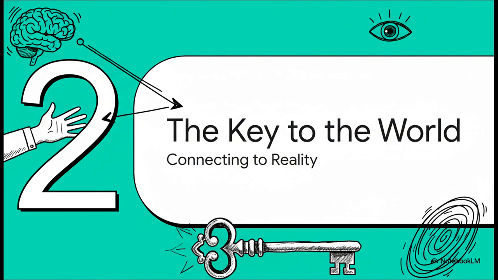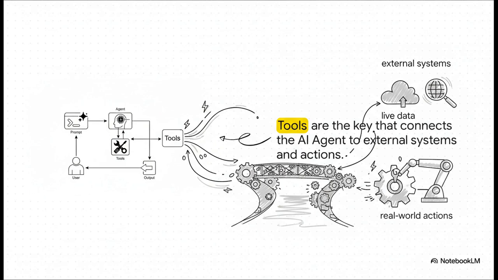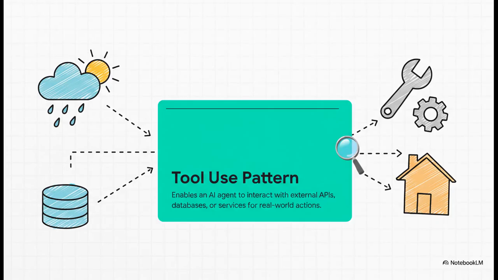So, what's the solution? How do we plug this incredible brain into the outside world? How do we give it hands and eyes to interact? Well, it turns out we give it a key. And that key is what we call a tool. You can think of tools as the bridge. They're what allow the agent to reach outside of its own programming, connect to external systems, get live data, and finally take real-world actions. All of a sudden, the agent isn't just spitting out text. It can actually interact with the world around it. Game changer. This whole idea has a name, of course. It's called the tool use pattern.